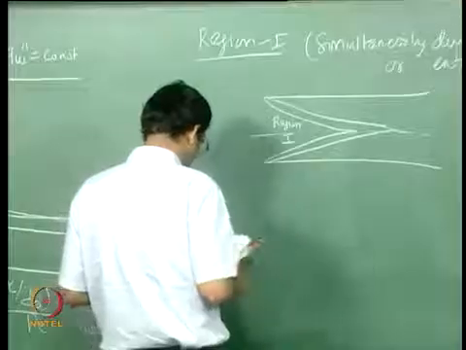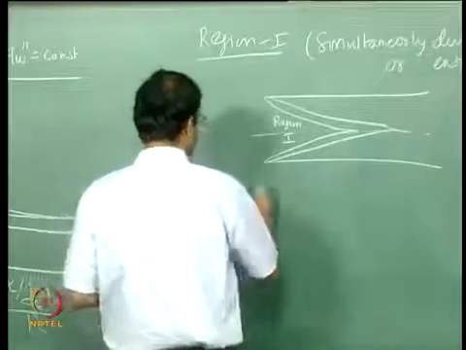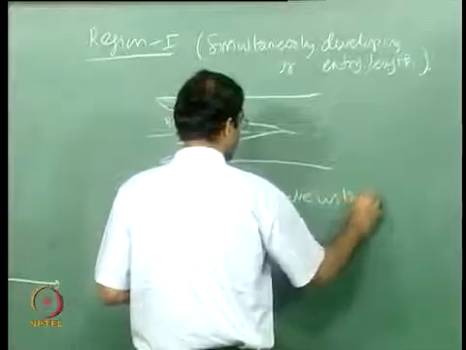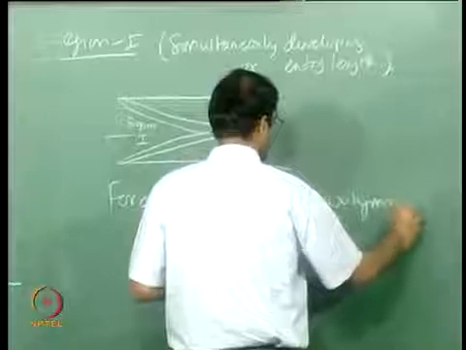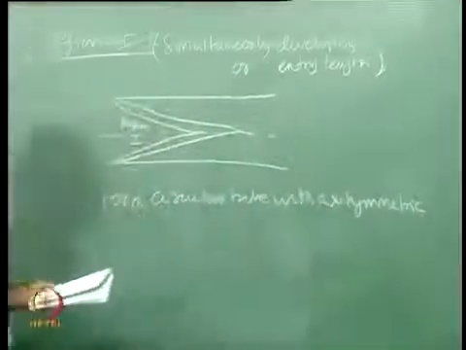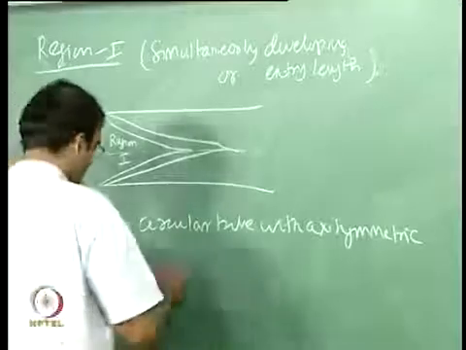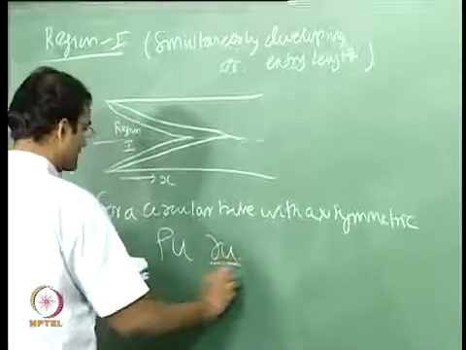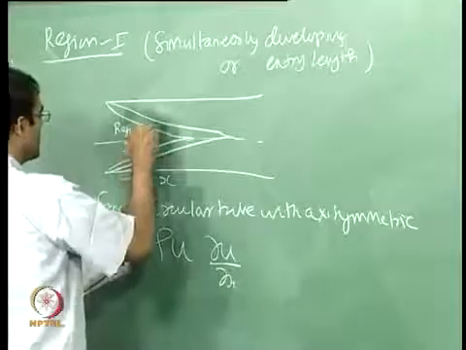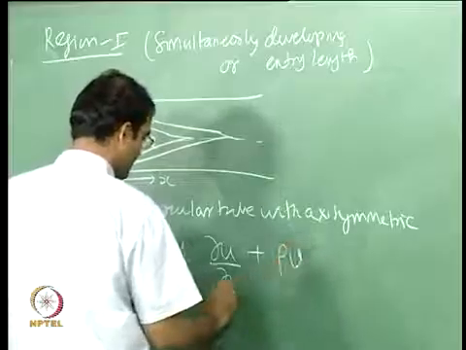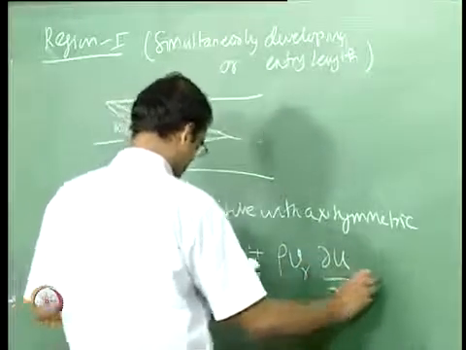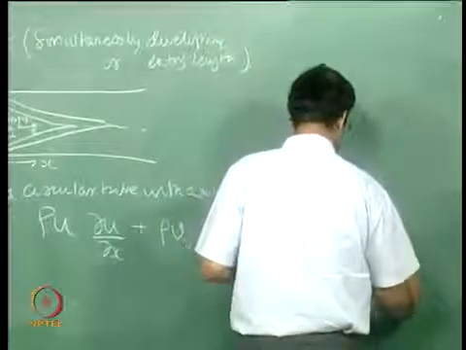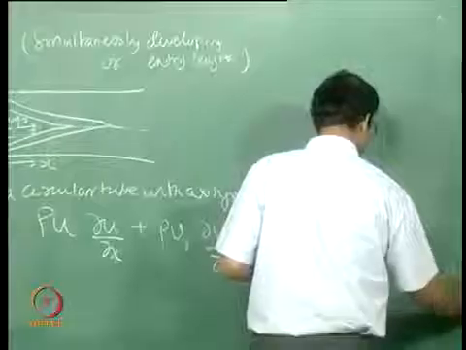Now there are some approximations made to the solution. If you say for a circular tube with axisymmetric assumption, so that you neglect your variation with respect to the theta direction, you can write your momentum equation in the axial direction, that is rho u du by dx plus rho v into du by dr will be equal to minus dp by dx plus 1 by r d by dr into r mu into du by dr.